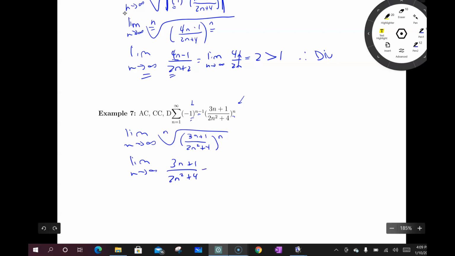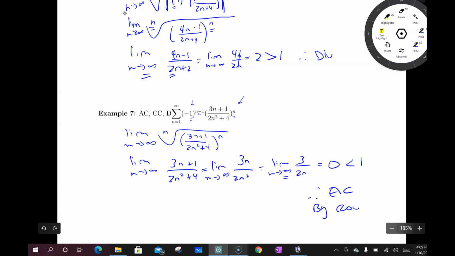So I take the highest powers. So I get 3n over 2n squared. I cancel an n, so I get 3 over 2n. N's going to infinity, I get 0. So since this is less than 1, this is absolutely convergent by the root test.